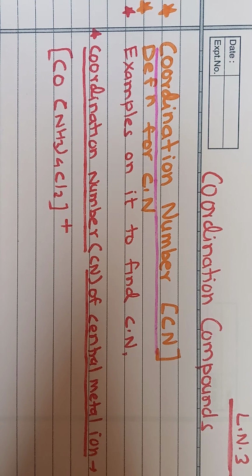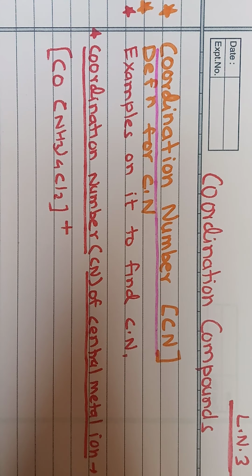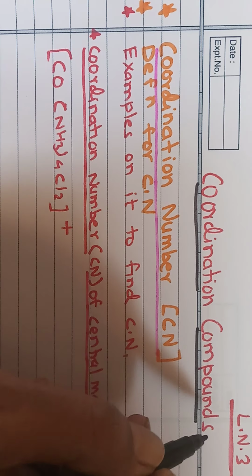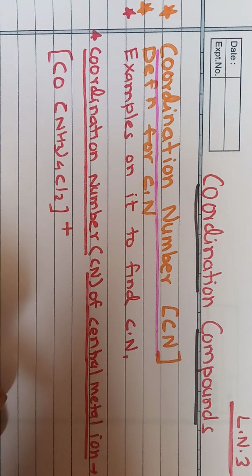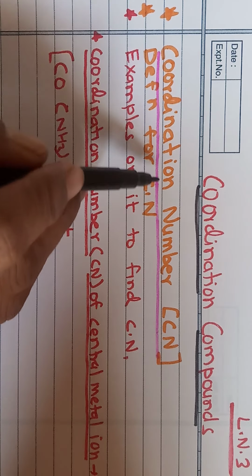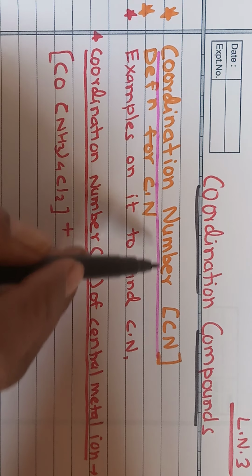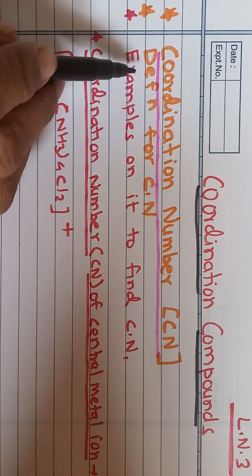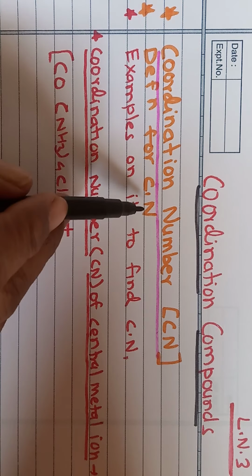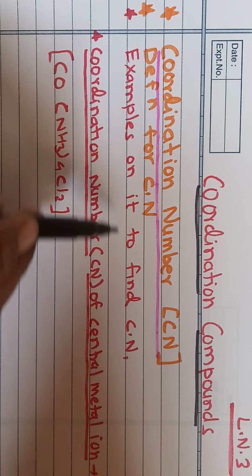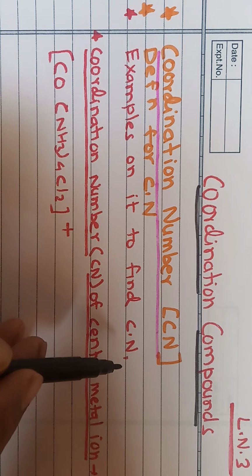Hello students. Today we are discussing the next point from our chapter, coordination compounds. Now, lecture number 3. Today we are discussing a very simple concept, that is, what is the coordination number, which is denoted in shortcut as CN. Here we define the coordination number, then we discuss examples on it to find out the coordination number.